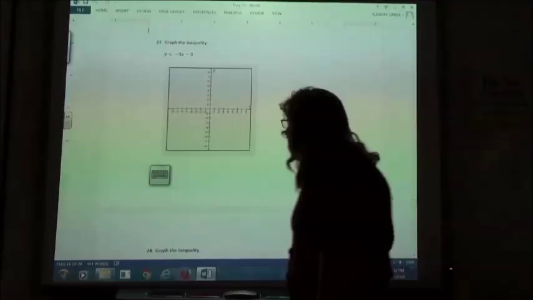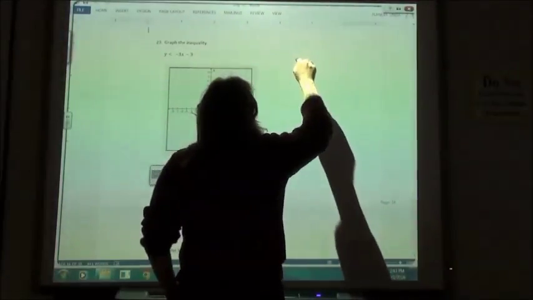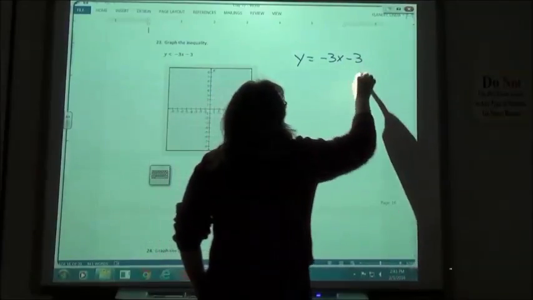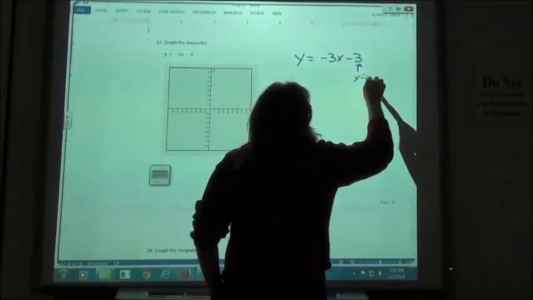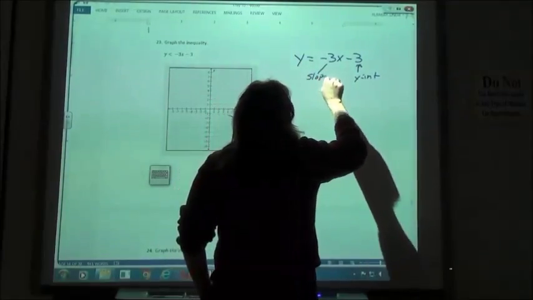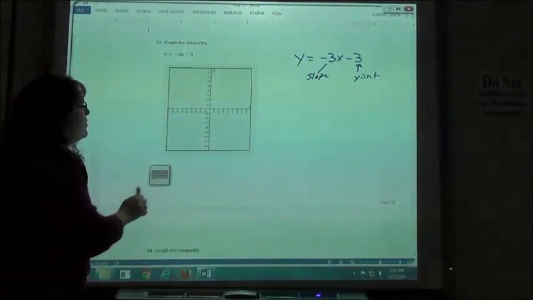Number 23, again, I'm going to graph my inequality. I'm going to pretend it says y equals negative 3x minus 3. So my y-intercept is negative 3. My slope also happens to be negative 3.